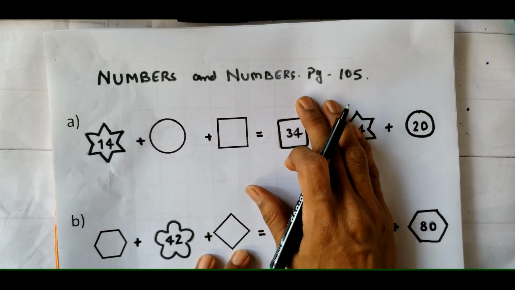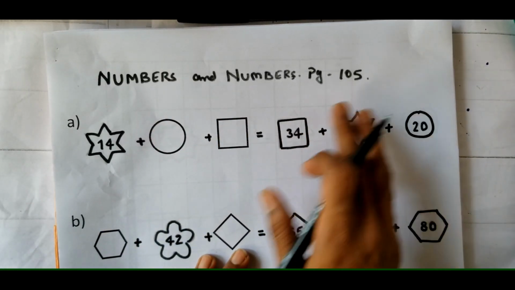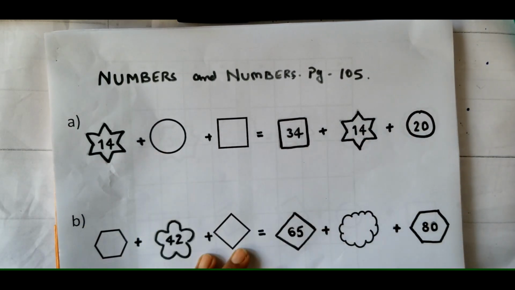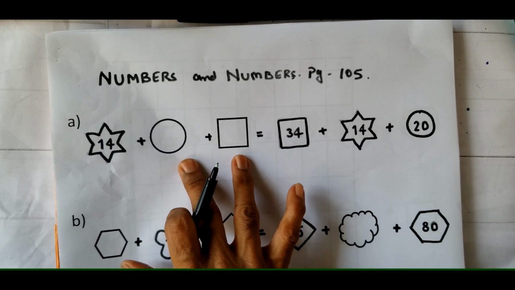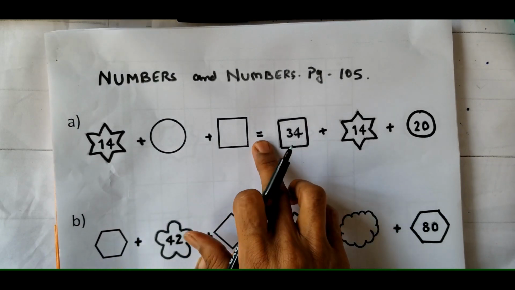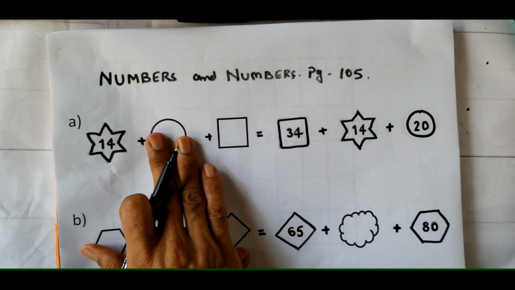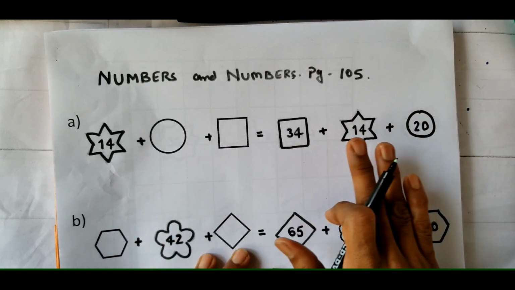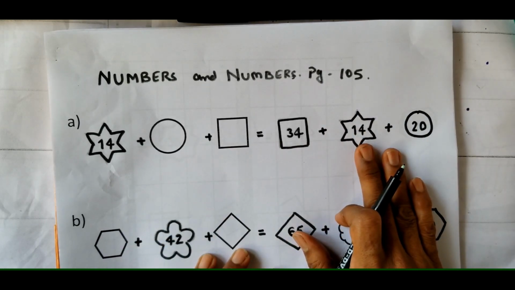Numbers and numbers, page number 105. You can see a question here. You can see certain numbers also and 2 blank spaces. We have to fill in these blank spaces. We have to make sure that the total of our left side, that is, you can see the equal to sign here. This is the left side, this is the right side. So the total of the left side should be equal to the total of the right side.